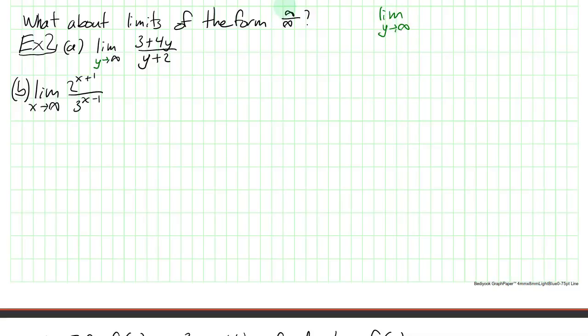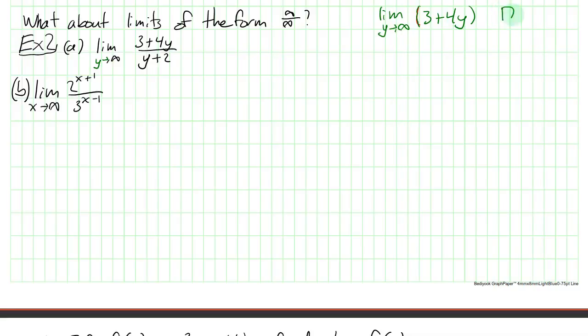But what about limits of the form infinity over infinity? Here's what I mean by that. Let's just look at part A on the side over here, just to think about that. If you take the limit of 3 plus 4y as y approaches infinity here, technically this limit doesn't exist because it is getting closer to infinity. It just gets bigger and bigger in the positive direction.